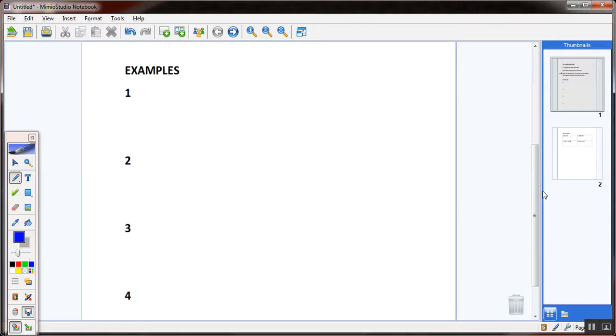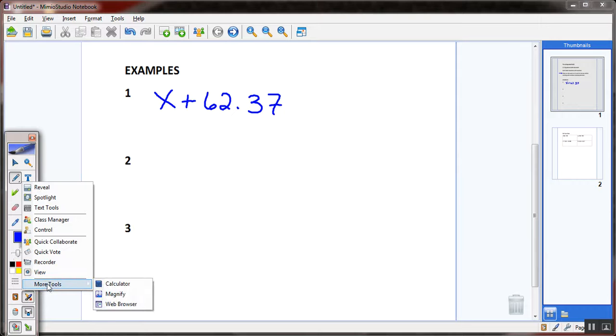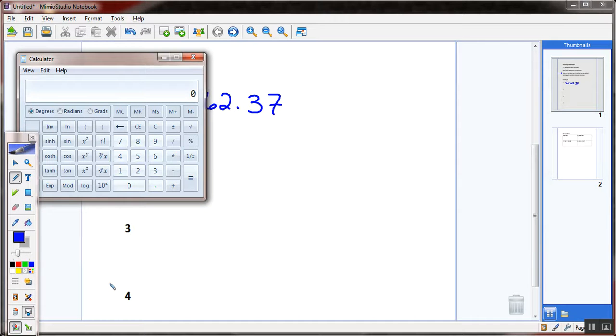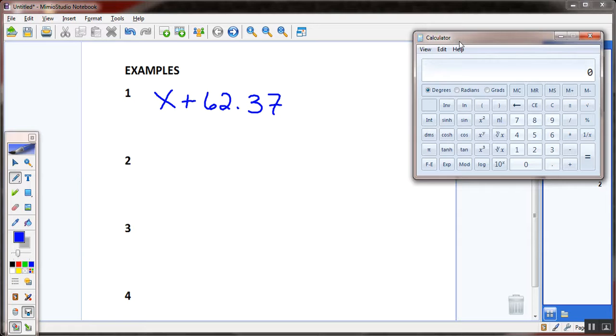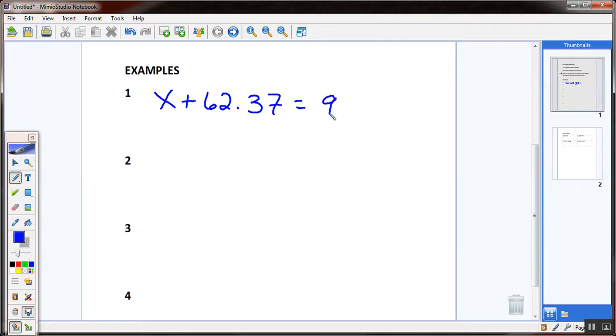Let's get started here. Let's write this down. Suppose I had x plus 62.37. And again, what did I tell you? You're going to definitely want to have your calculator. So let me load mine up here quickly. Let's say we're doing x plus 62.37 and let's go equals, I don't know, 92.118. Okay?